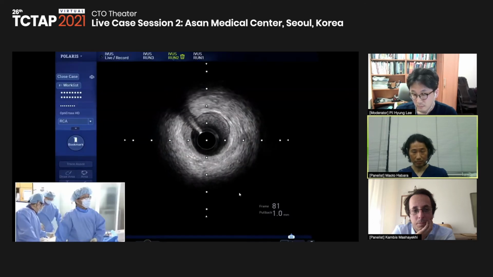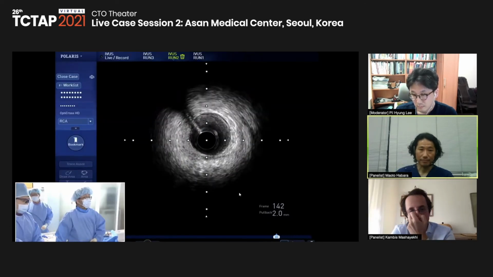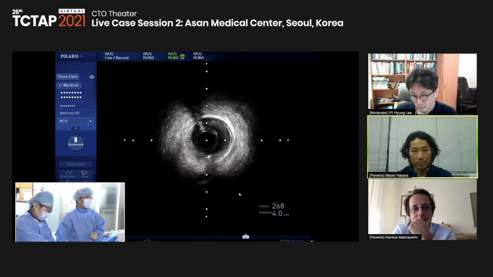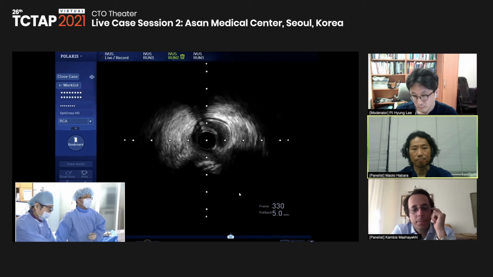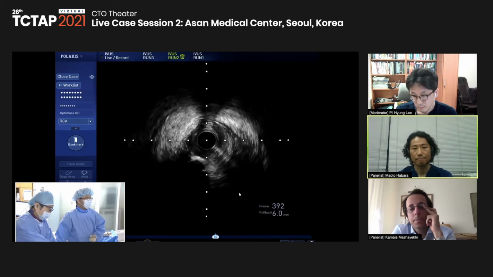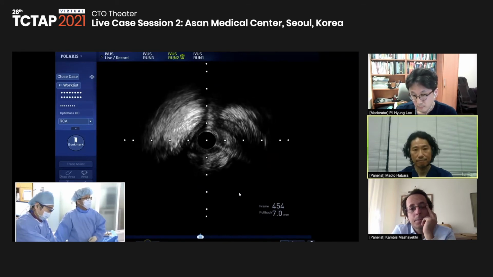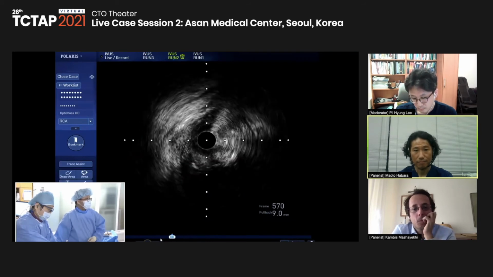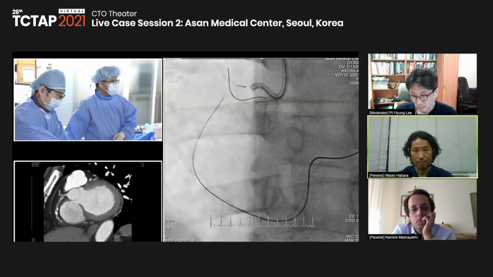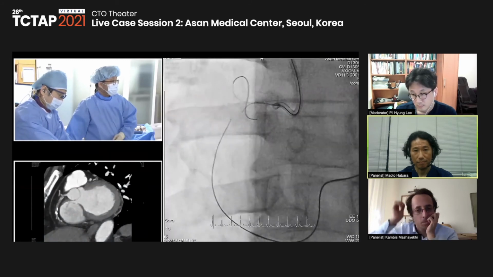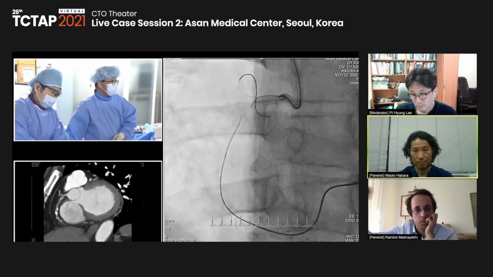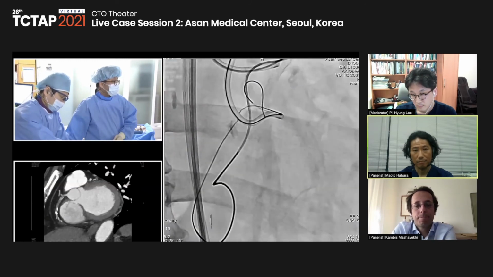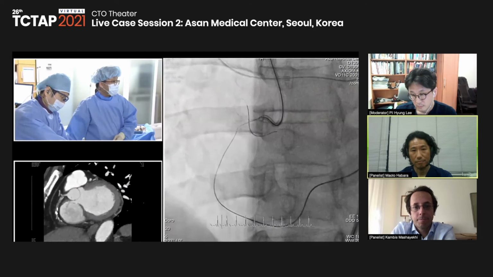If you look at the IVUS, this is a conus branch. You see that this wire is in the subintima portion. It's definite. So according to this finding, I retrieved my wire and tried to relocate the antegrade wire at a more proximal portion. So this is an IVUS-guided wire re-puncturing technique.